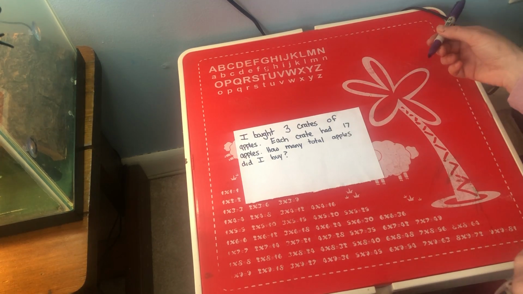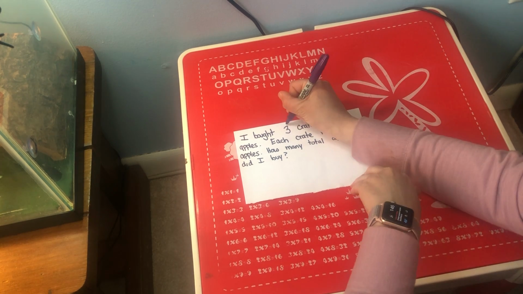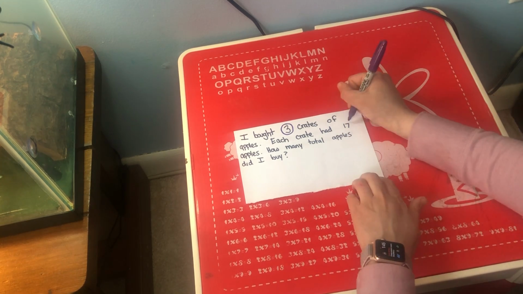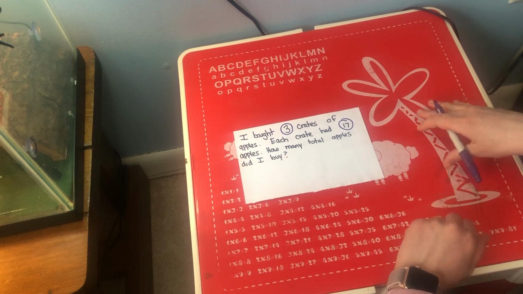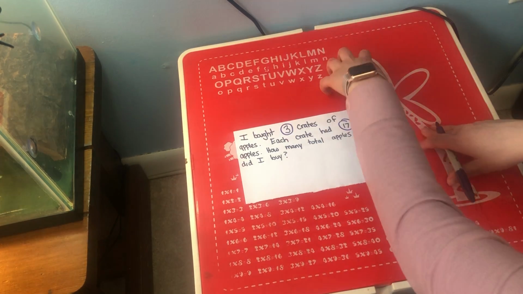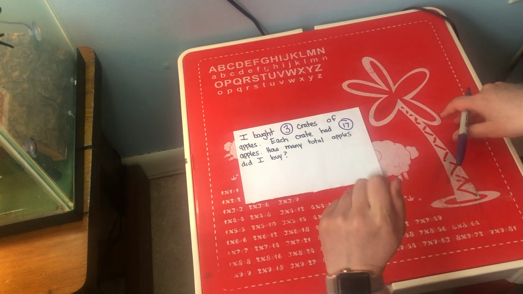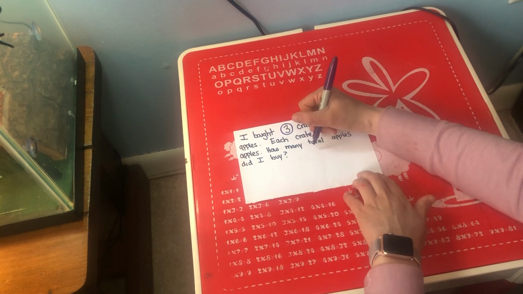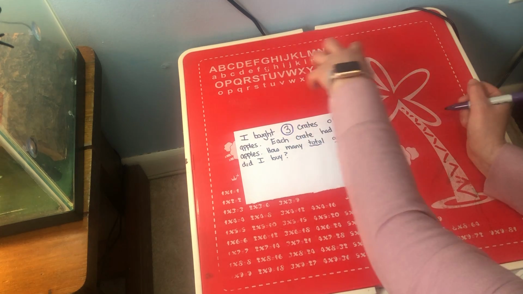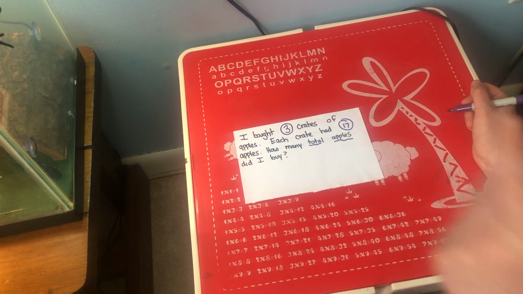Make that picture in your mind as I'm reading of what is happening. I bought 3 crates of apples. Each of those crates had 17 apples in it. So crate 1 had 17, and another 17, and another 17. I have 3 equal groups of 17. How many total apples did I buy? I want to know the total number of apples. So I have 3 equal groups of 17. That means my operation is going to be multiplication.